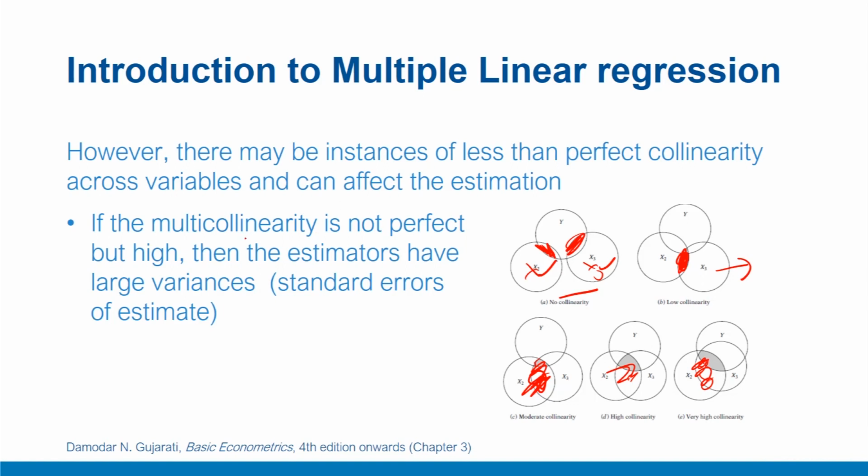Particularly, if the multicollinearity is not perfect, unlike the previous case that we just discussed, but high, then the model will run. The model is not indeterminable. The model can be determined. It is not indeterminate. However, the problem is that the estimators, for example, beta naught estimator and beta 1 estimator, will have very large variances, or what we call standard errors of estimate.